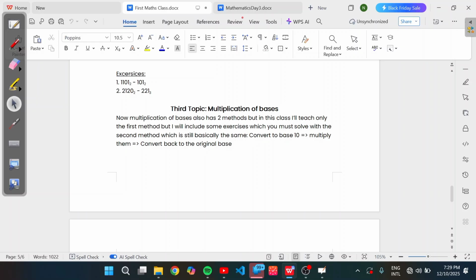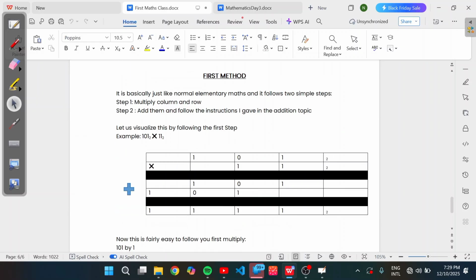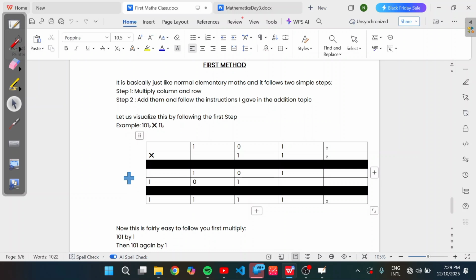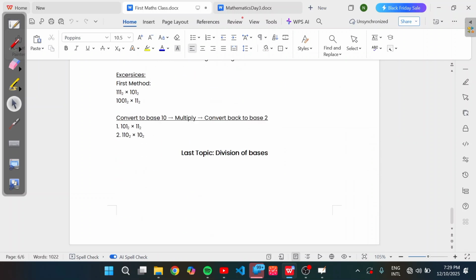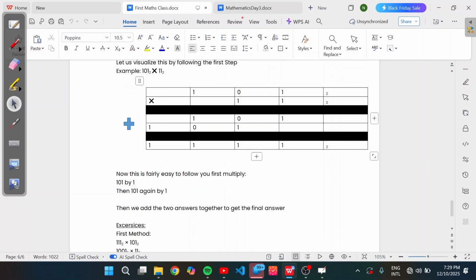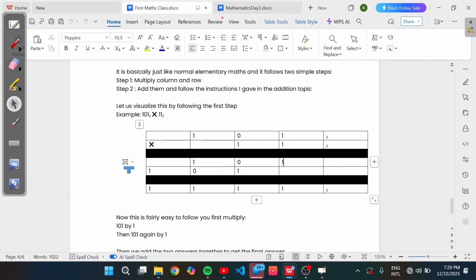Okay, so the third topic is multiplication of bases. So I'll teach the first method, and it's actually just like normal multiplication. We were told to multiply 101 base 2 times 11 base 2. 101 base 2 times 11 base 2. So very simply, we're going to have 1 times 1, 1, 1 times 0, 0, 1 times 1, 1.